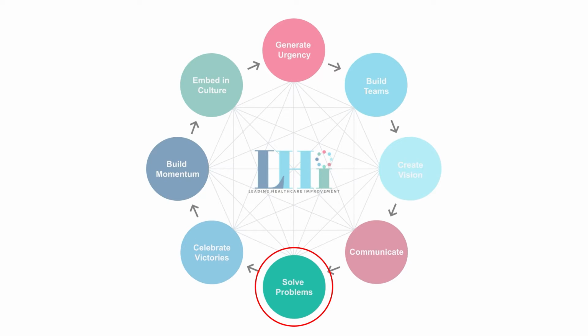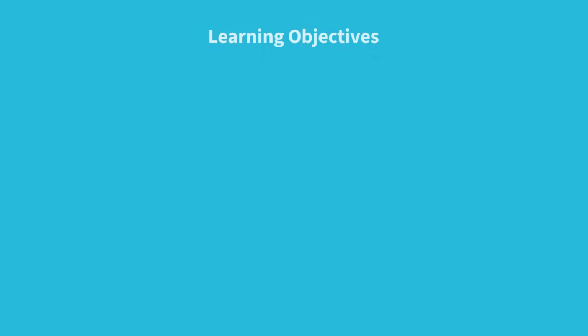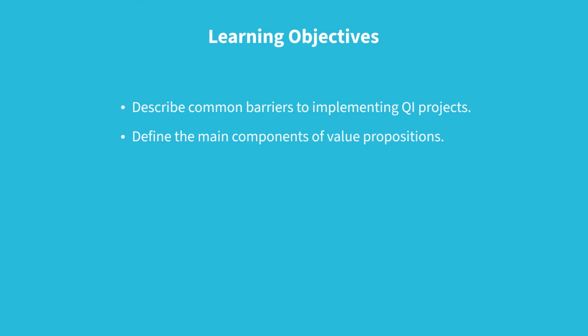First, we'll start with reviewing the goals of today's session. After viewing this session, you should be able to describe some common barriers to implementing QI projects and define the main components of value propositions.